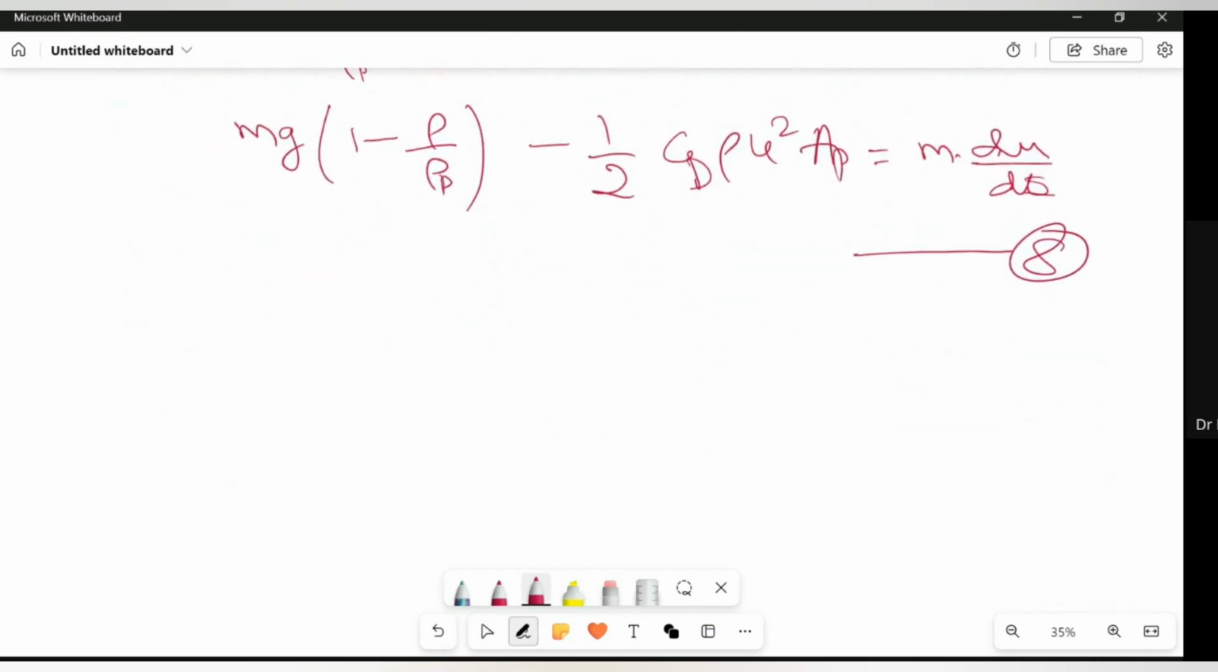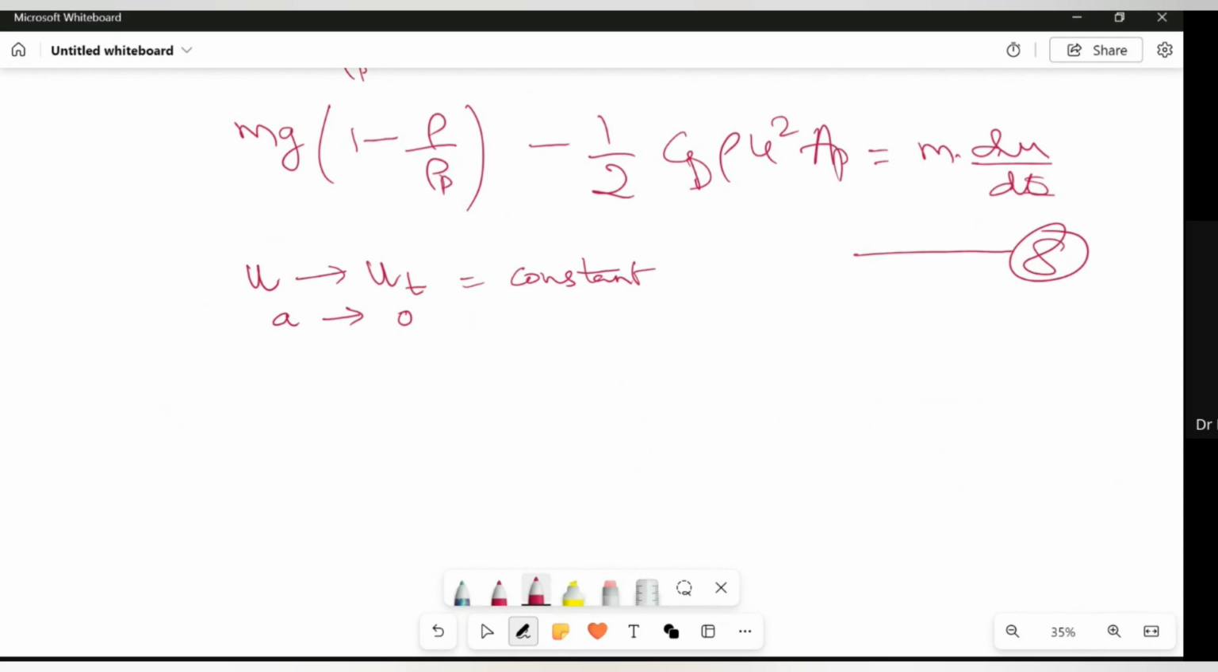So now we have almost reached to substitute the necessary conditions involved here. So we know that at terminal settling velocity, as per definition, u tends to ut. So we have acceleration tending to 0 because this velocity is constant, right?